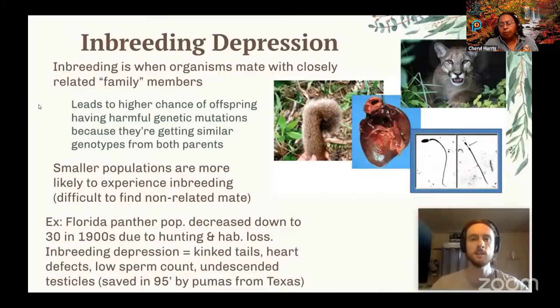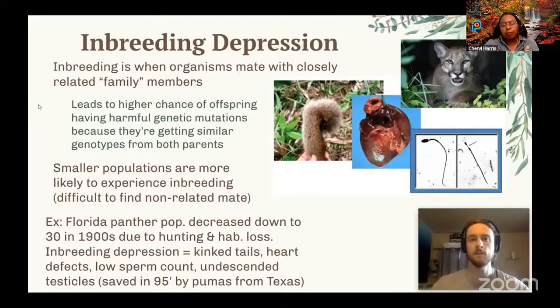But what happened is scientists actually brought in pumas from Texas to introduce some genetic diversity. Pumas are a subspecies of panther. And so when they bred with these pumas that had a diverse gene pool from Texas, it led to a recovery of the population and decreased this harmful inbreeding depression effect.